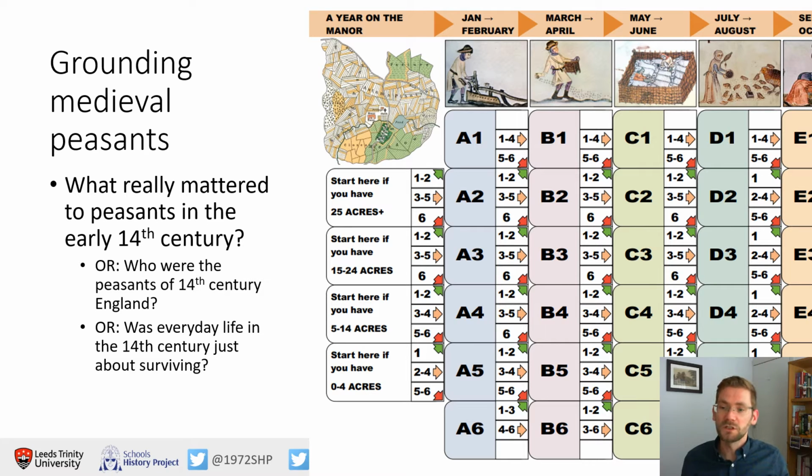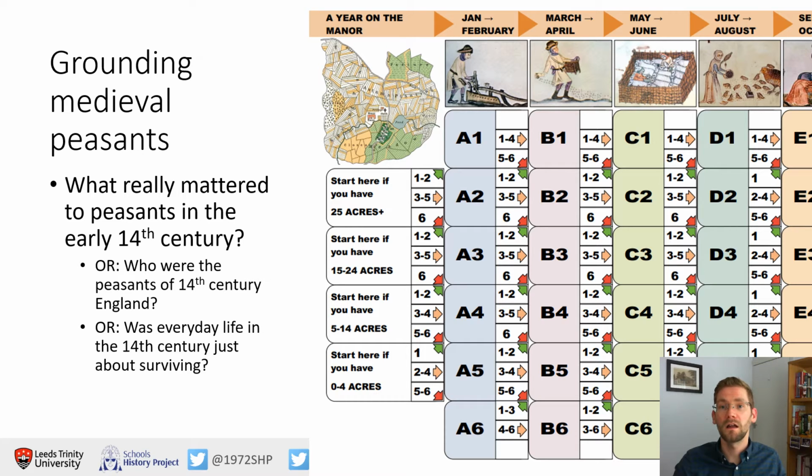And I wanted to ground these peasants in time, before the Black Death, but after a lot of the major changes that had happened post-Norman conquest. Basically that means looking at the mid to late 1200s and early 1300s to get a sense of what we might typically think of as medieval. And I wanted to do this in a fun and engaging way and set some context.